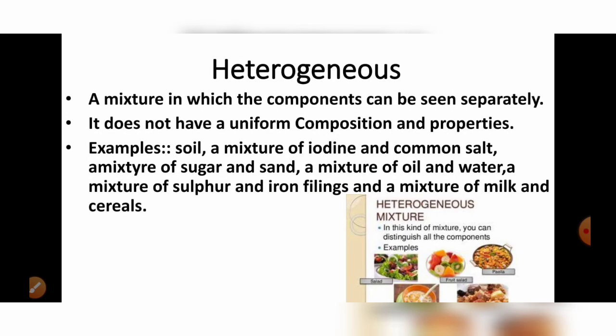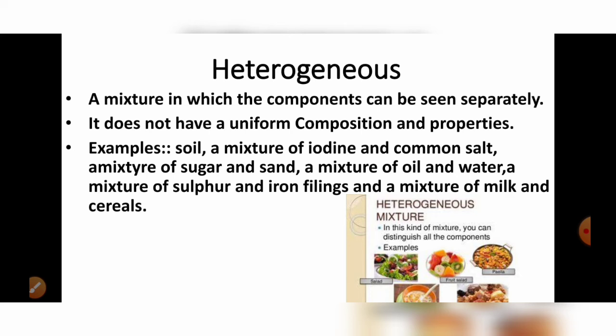Okay, next, heterogeneous. A mixture in which the components can be seen separately. We can easily separate them. For example, in our home for eating purposes, we use a snack mixture. In the mixture, there will be a stick-like piece, a round-like structure, and different types of nuts also added. We can separate it easily by the hand picking method. That is known as a heterogeneous mixture. It does not have a uniform composition. It does not have any fixed ratio.